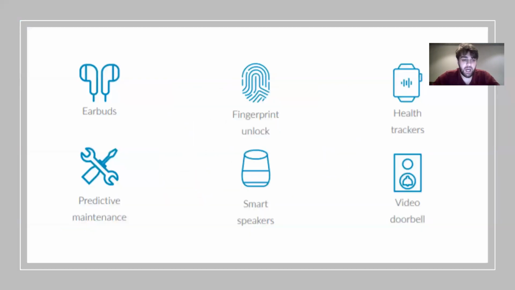And lastly, I want to talk about use cases of Cortex M55. So where are they used and what for? Here I have 6 cases where Cortex M55 will be really efficient and a really good choice. So first is earbuds, fingerprint unlock, health trackers, predictive maintenance, smart speakers, and video doorbell.